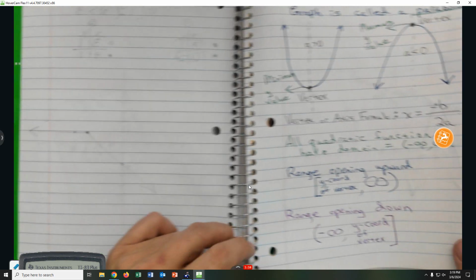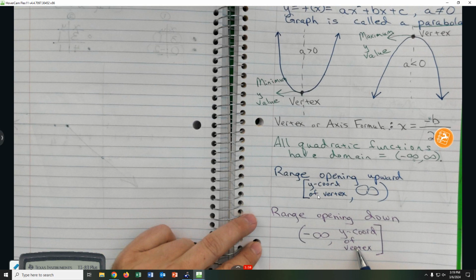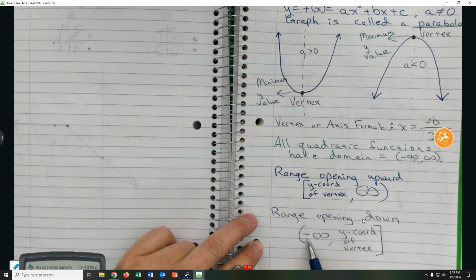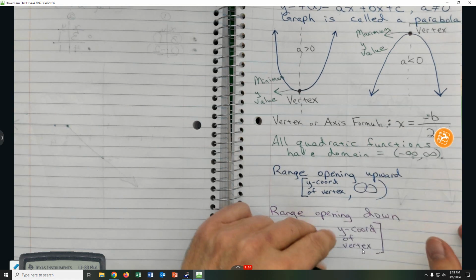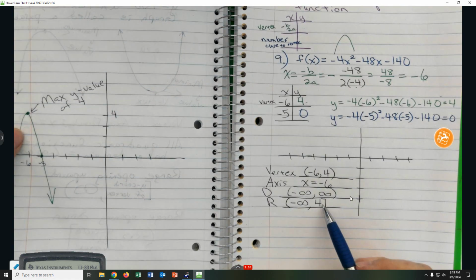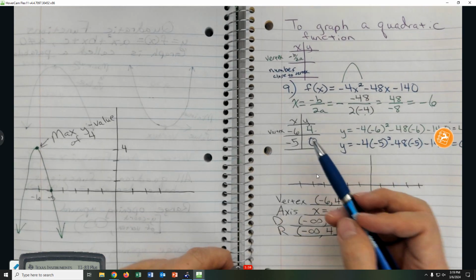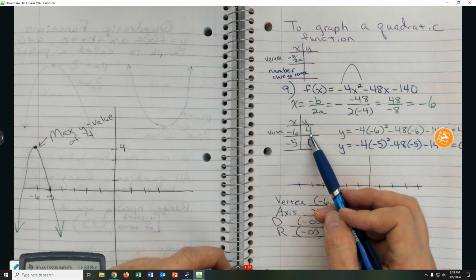And before we go and type all this stuff in, look at what I was saying here. If it's opening down, you'll have a negative infinity. And what will this number be? It's the y-coordinate of the vertex. Where did you get that number 4? It was the y-coordinate of the vertex.